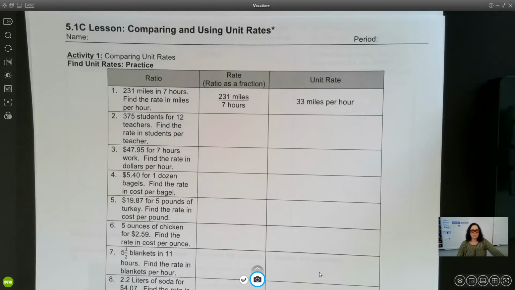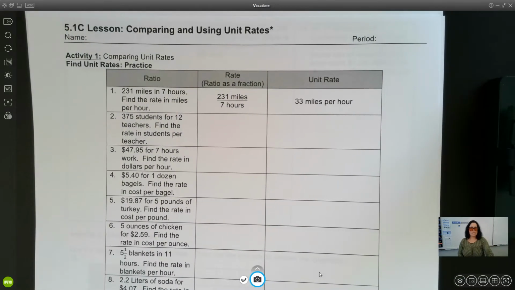Y'all. So, 5.1c lesson. You're definitely going to need a calculator for this lesson. There's lots of kind of yucky numbers and money. That would just be a lot of time spent unnecessarily if you don't have a calculator. So make sure you have a calculator as we get started.